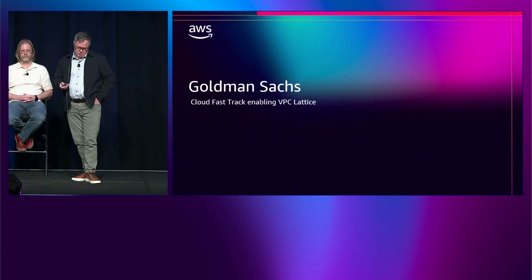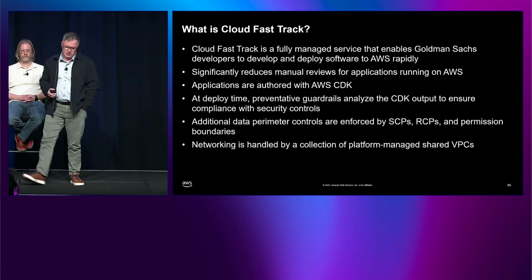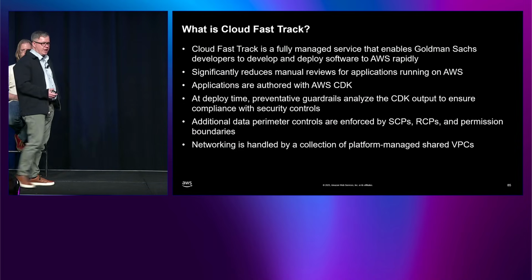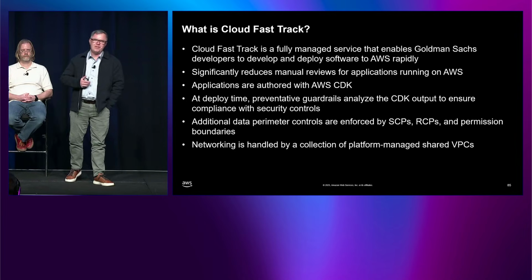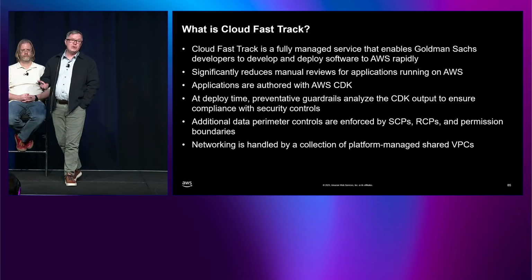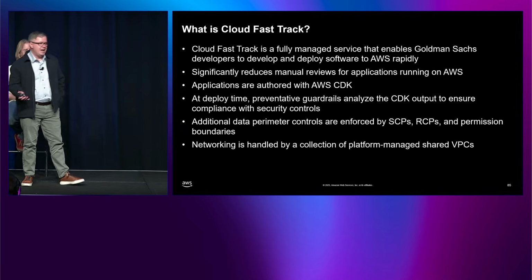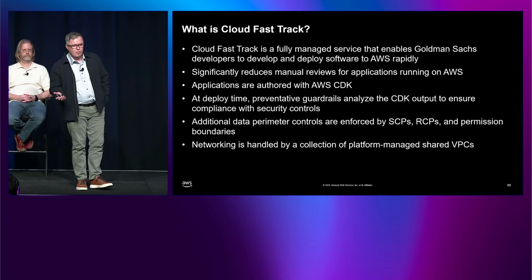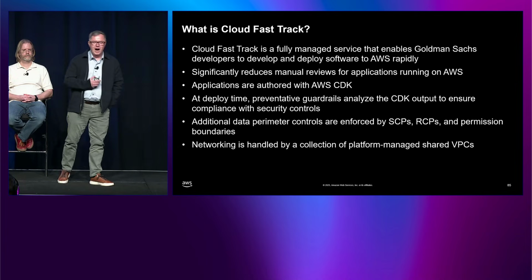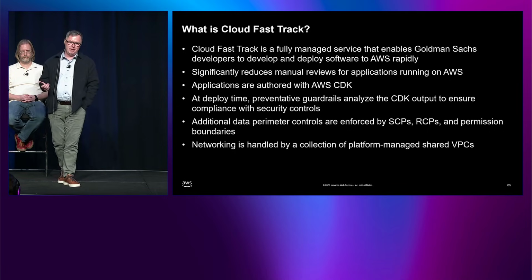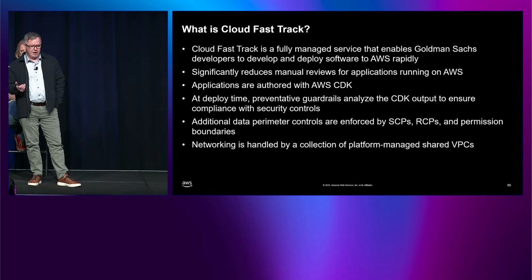But first, let's talk about what Fast Track is. It is our primary continuous deployment platform for getting applications into AWS. We launched this in 2021 to really improve developer productivity and reduce the number of manual reviews we've had on applications. To achieve this, we took a shift-left approach in how we do policy evaluation and front-loaded all this into pre-deployment. Our applications are all authored in AWS CDK. And in pre-deployment, we synthesize that CDK application to CloudFormation.